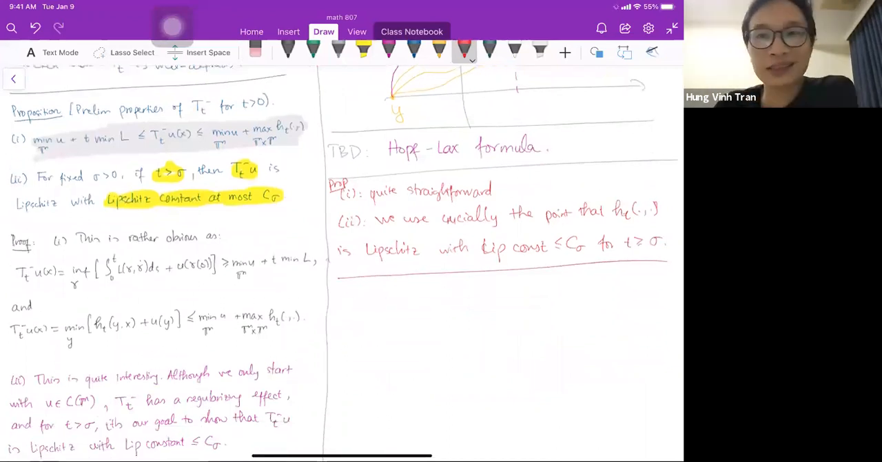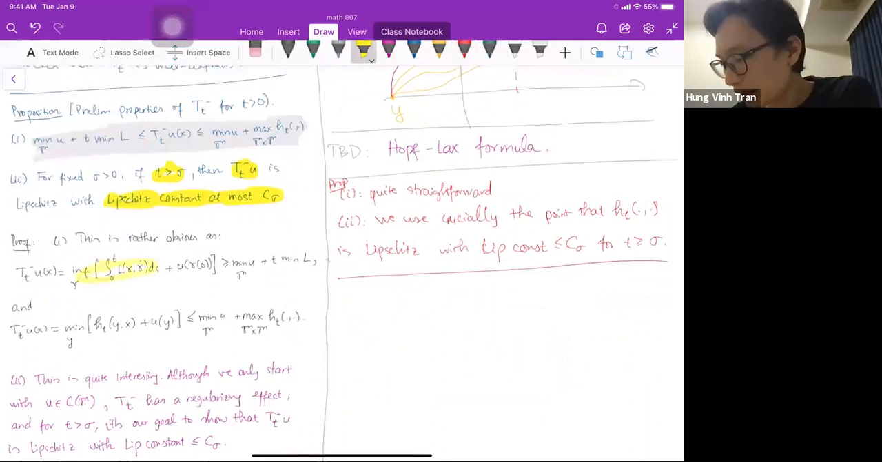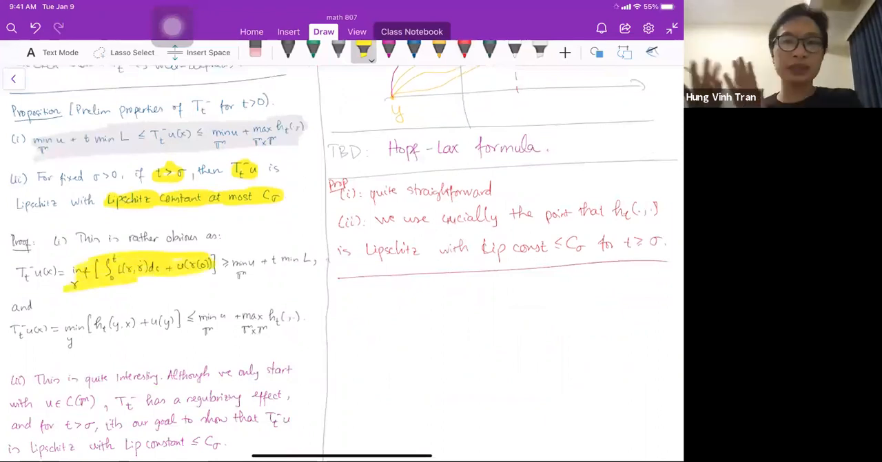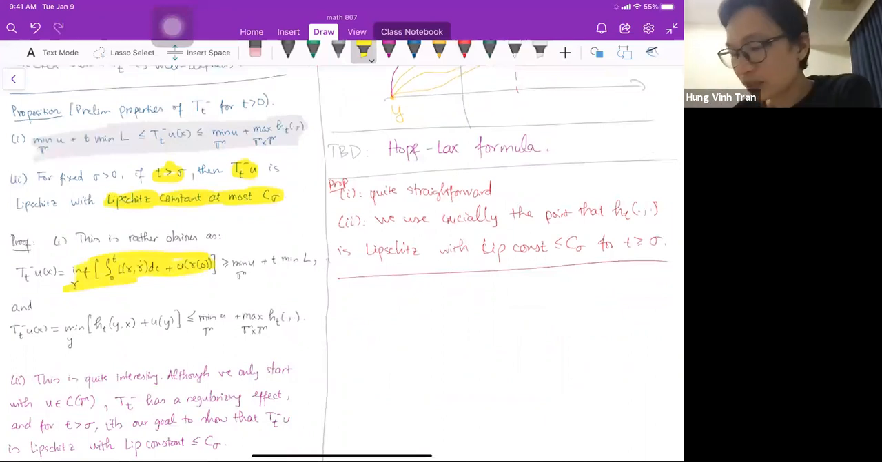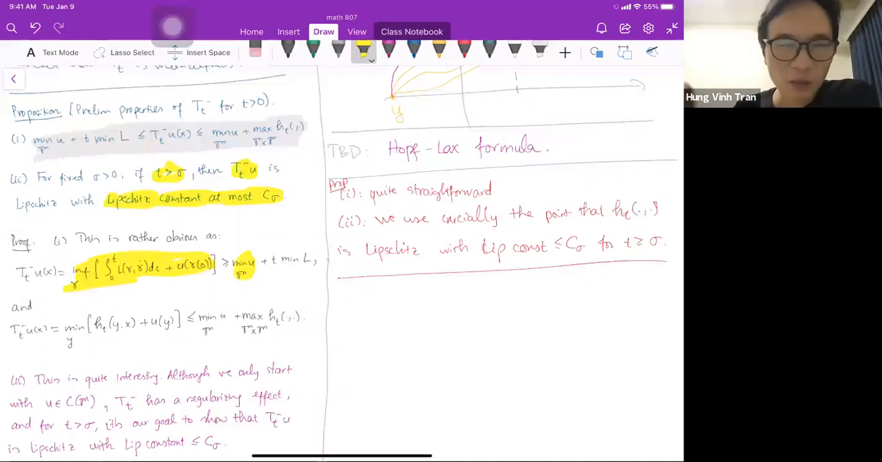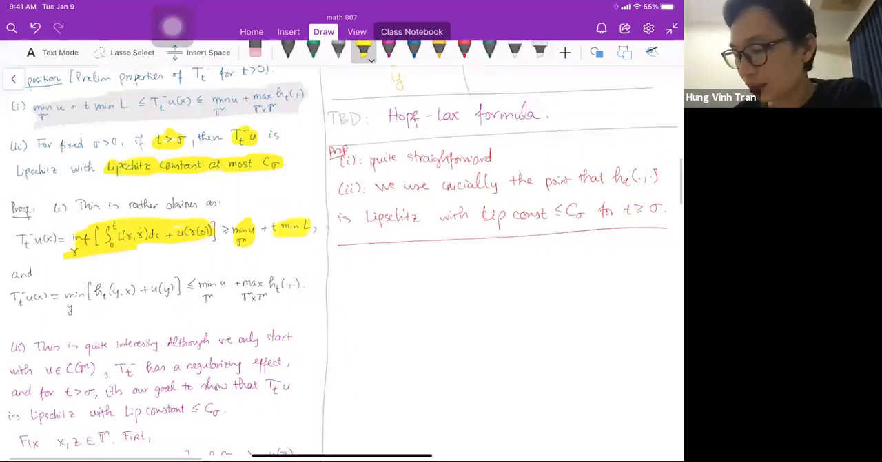Well, the first one is clear. Let's just go through it line by line. By definition, T_t is the infimum here. Again, now I have two formulas, and I'm just using whichever is more suitable. The first one is obvious. I'm just taking the worst case scenario: the minimum over all points of u, and then the action functional of L is always greater than or equal to t times the minimum of L. That's it, so that's that.